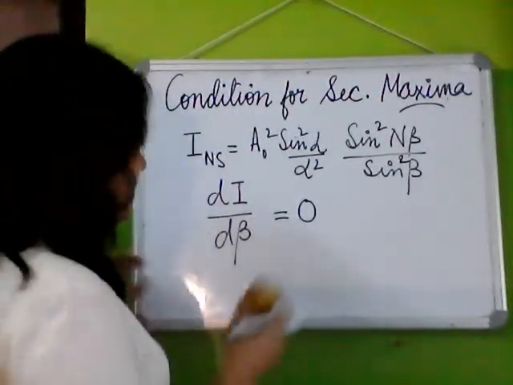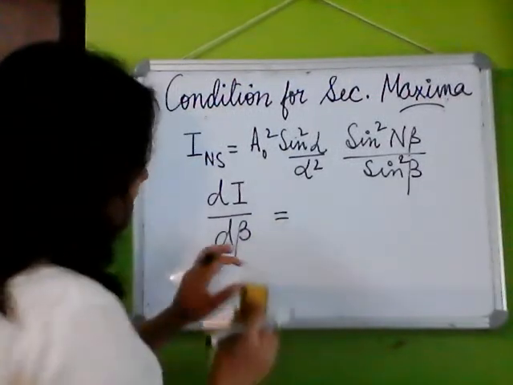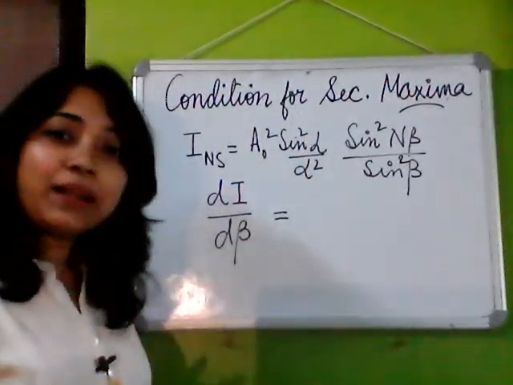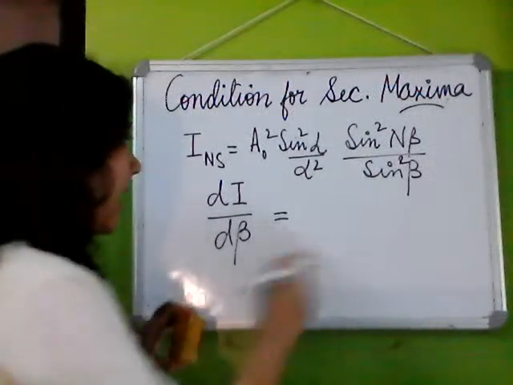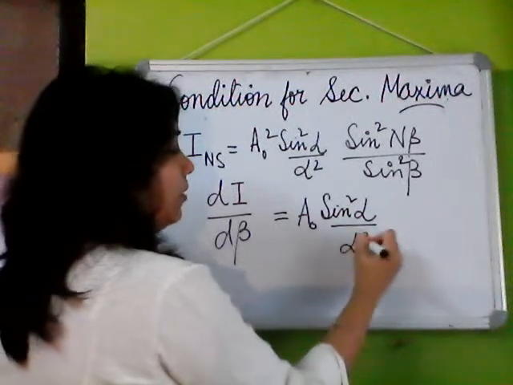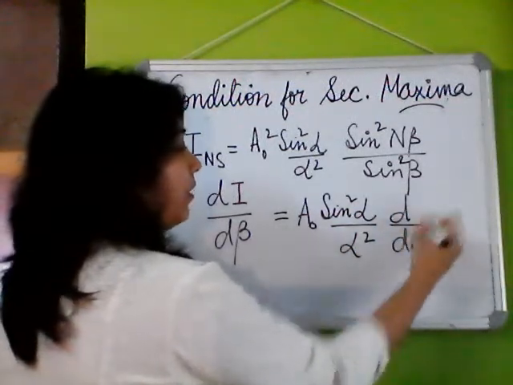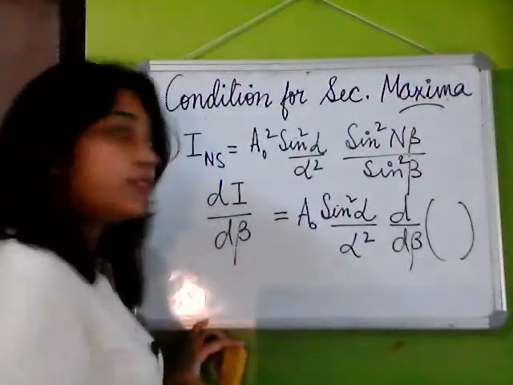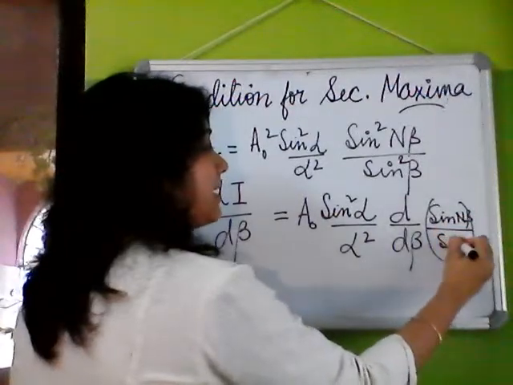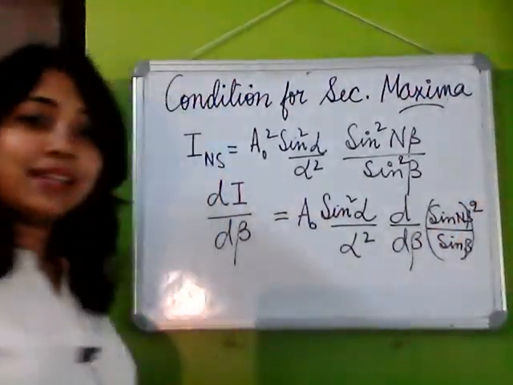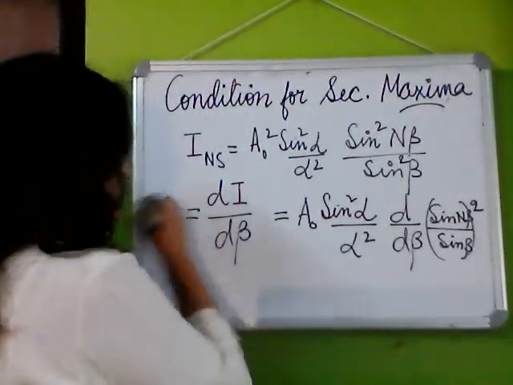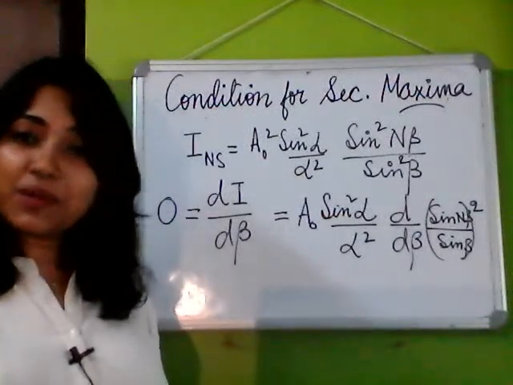Okay. However, see, if I am doing the differentiation with respect to beta only, this a0 square sine square alpha by alpha square is independent of beta. So what am I actually doing? I am actually going to keep these terms out and I can just do the calculation of this part, which is sine n beta by sine beta whole square. Isn't it? This is what we have to do, and do not forget that we have to equate this entire thing as 0 since we need to find out the maxima condition.